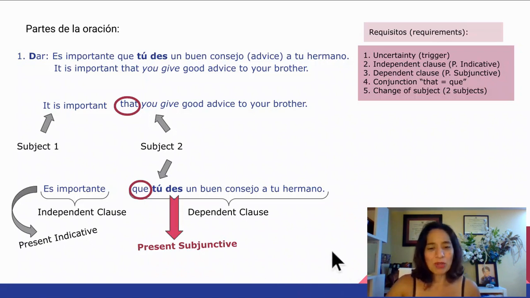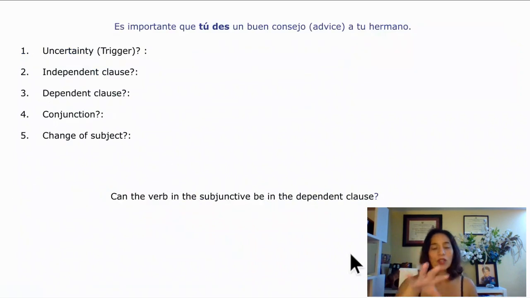Okay, so remember, your present subjunctive is going to be on the dependent clause, the second part of your sentence. We're going to see this example, but in a different format here, because this is more similar to the practice that is coming up. Okay, you will need to identify in this practice what the requirements are in order to use the subjunctive, and if our sentence fulfills all these requirements.